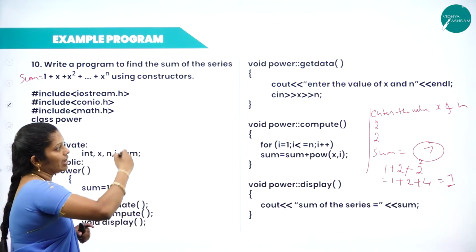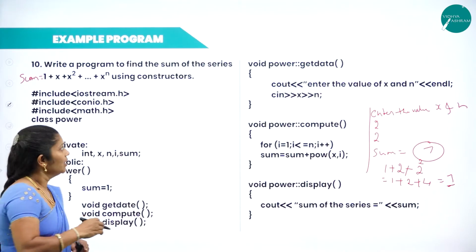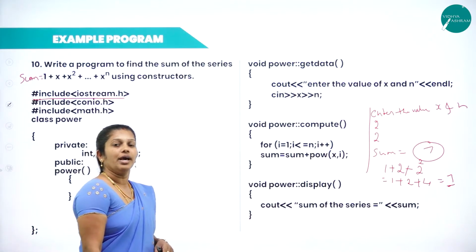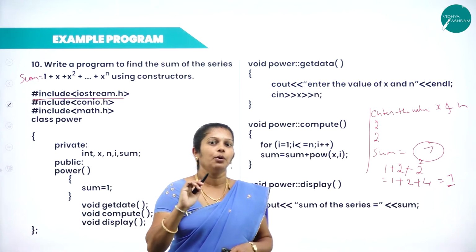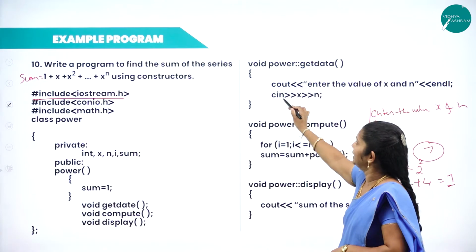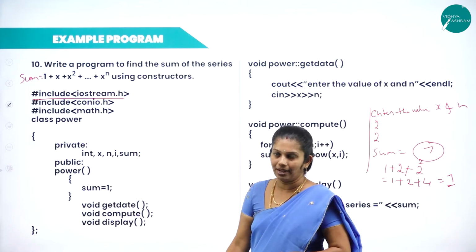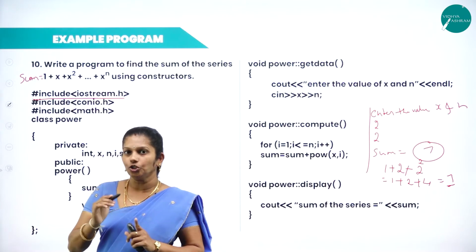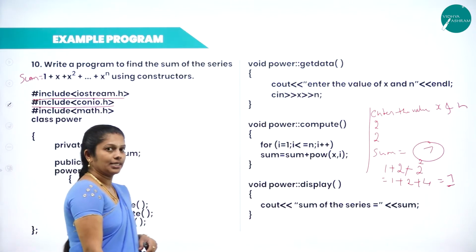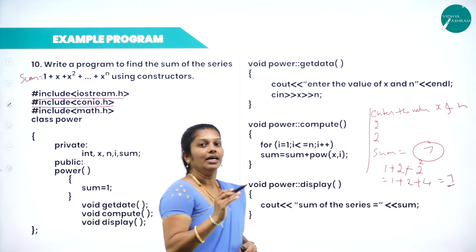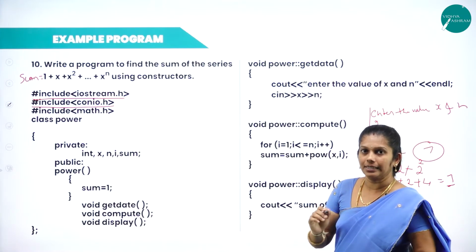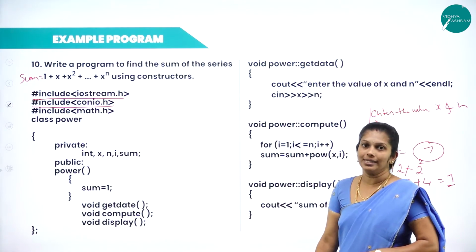There we are writing the calculation regarding that sum. Then as usual, first we are declaring the header file as include iostream.h. This is the supporting header file for cin as well as cout function. And the next header file, include conio.h, is the supporting header file for clear screen as well as getch function.